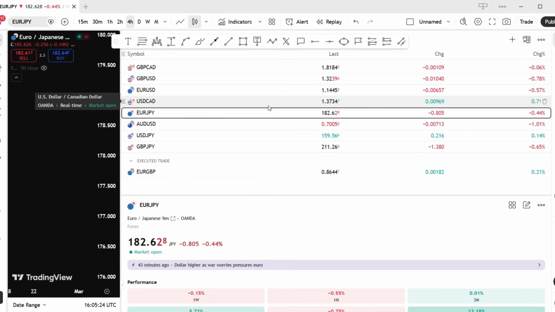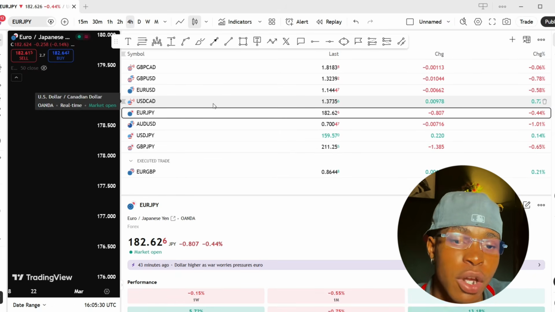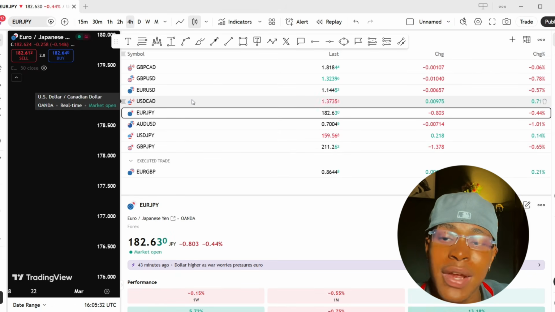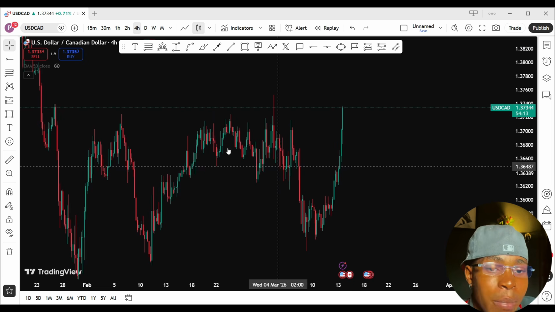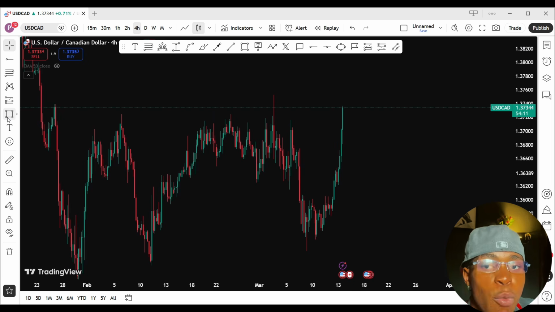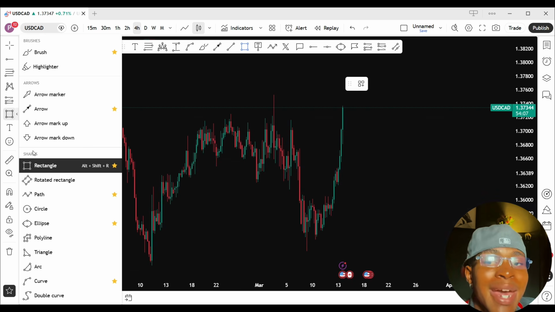Once you open the app, you'll see a watch list, right? And then you'll see multiple forex pairs, right? Now, once you come to TradingView, all you have to do is go to the currency pair of your choice, right? And on my laptop, it's on the left hand side, and I'll click the shapes over there, right? So I'll look for shapes, and then I'll look for the rectangle tool.